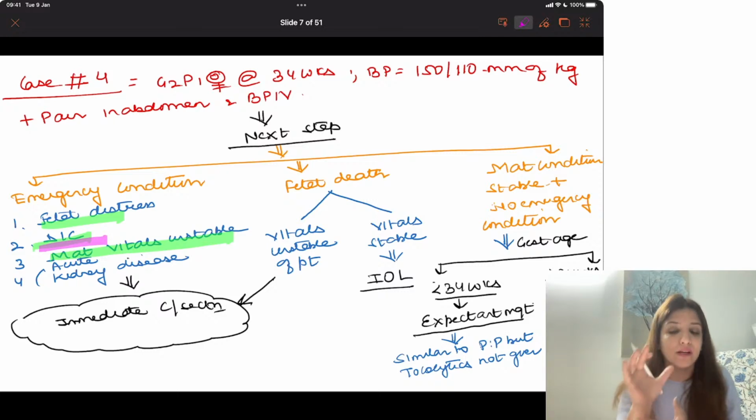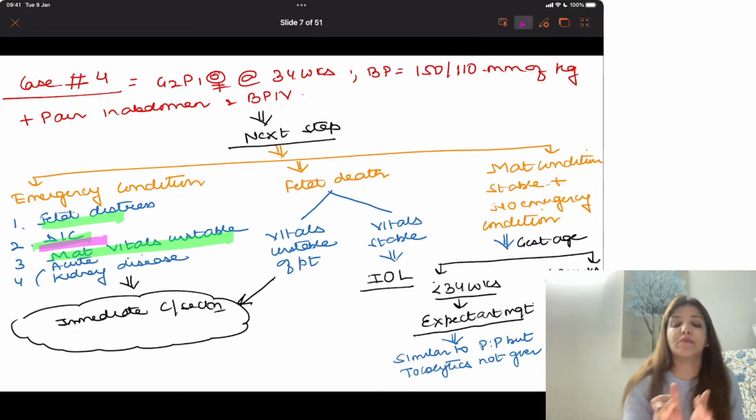Till earlier, till the previous edition of Williams, every time it was said that if there is abruptio, you have to go for induction of labor. But now they say that if vitals of the mother are stable and there is no emergency condition, you have to look at the gestational age. If gestational age is less than 34 weeks, you are going to go for expectant management of abruptio in the line which is similar to placenta previa.